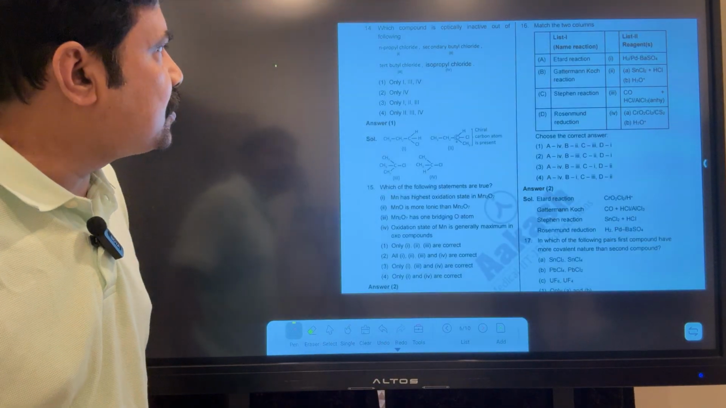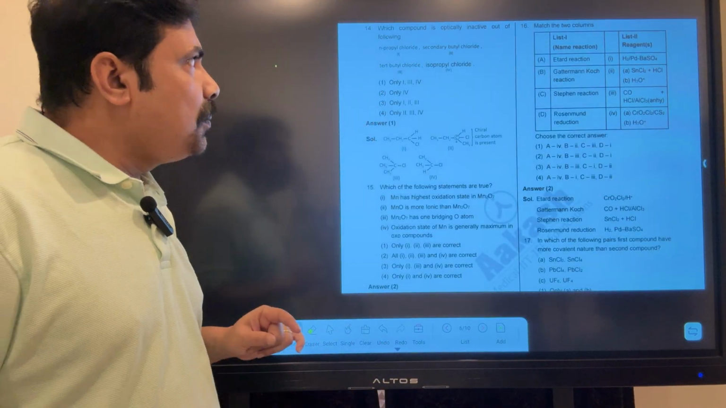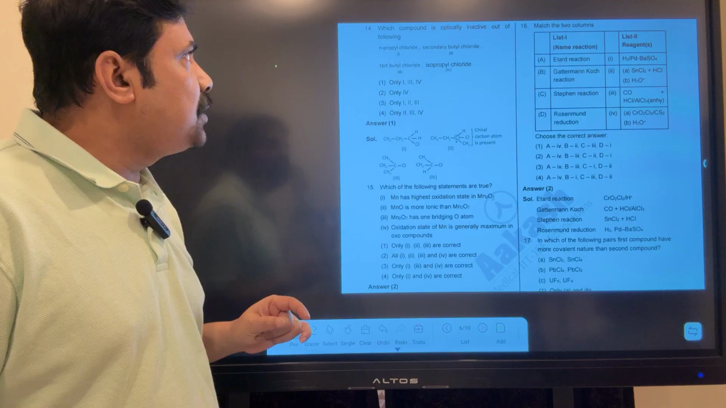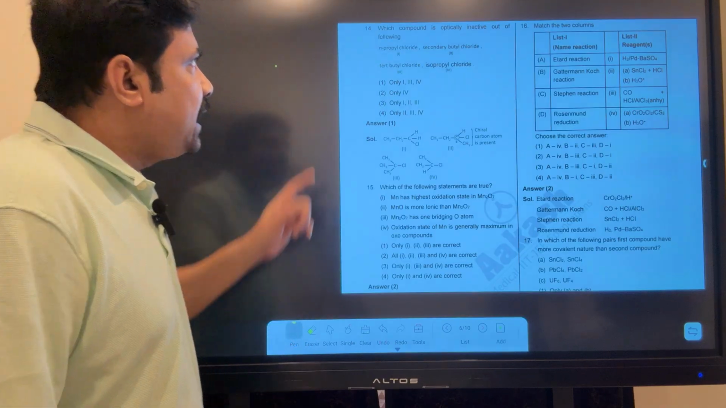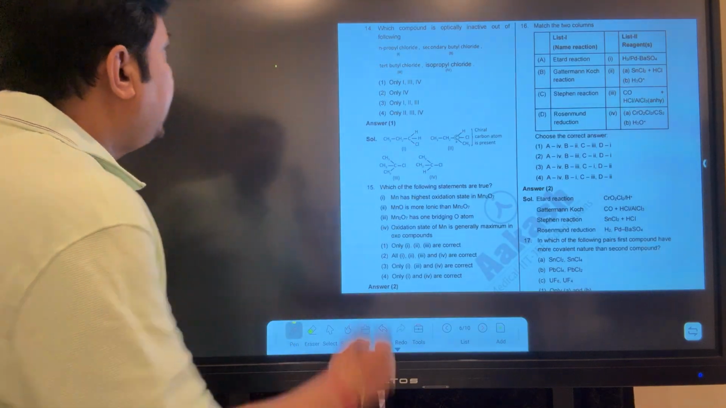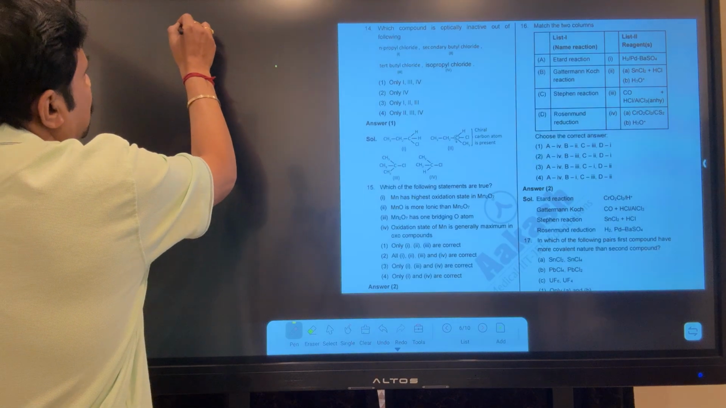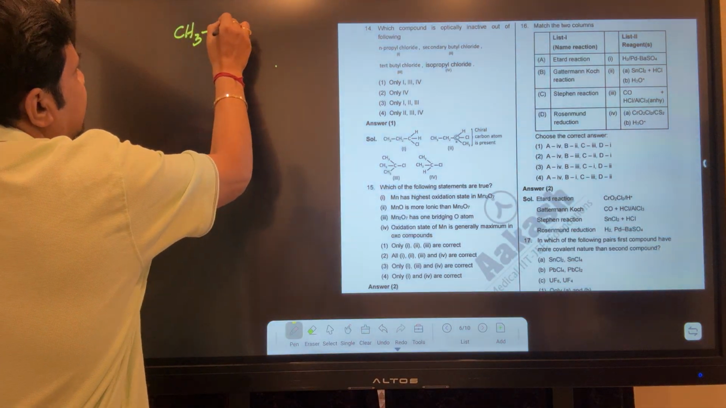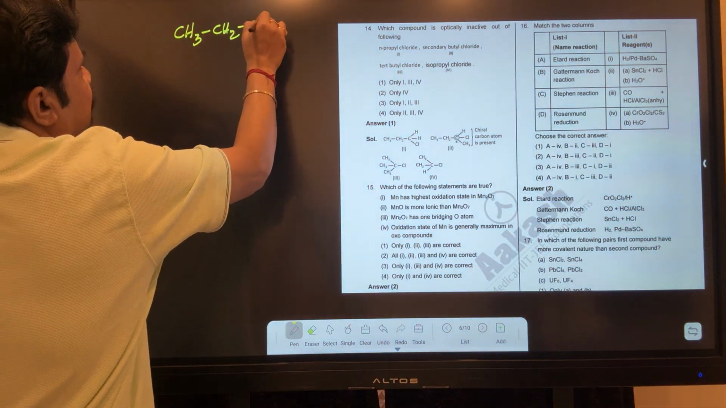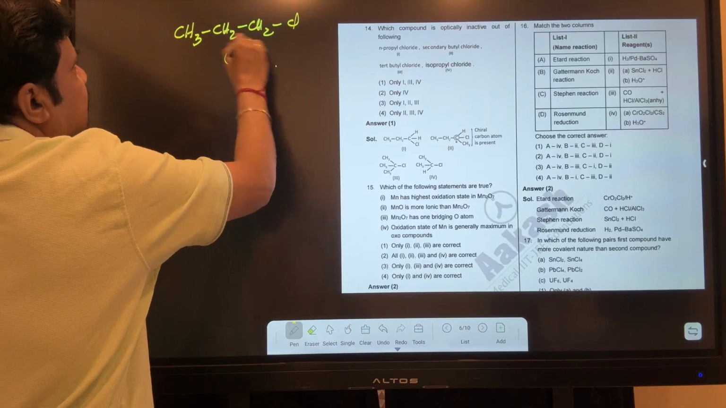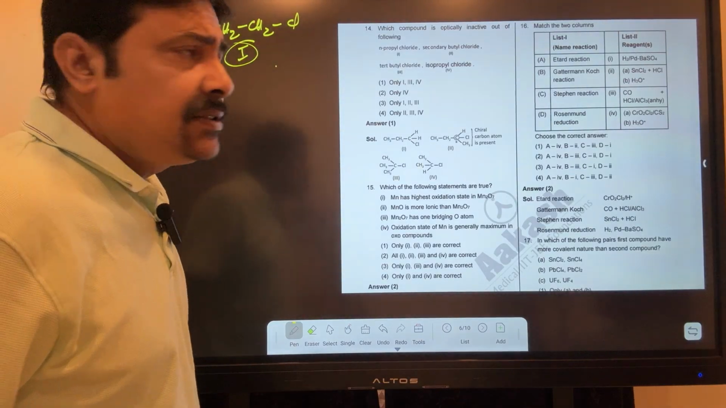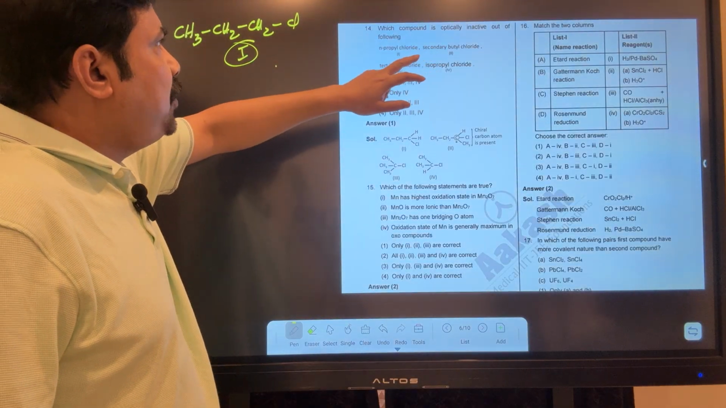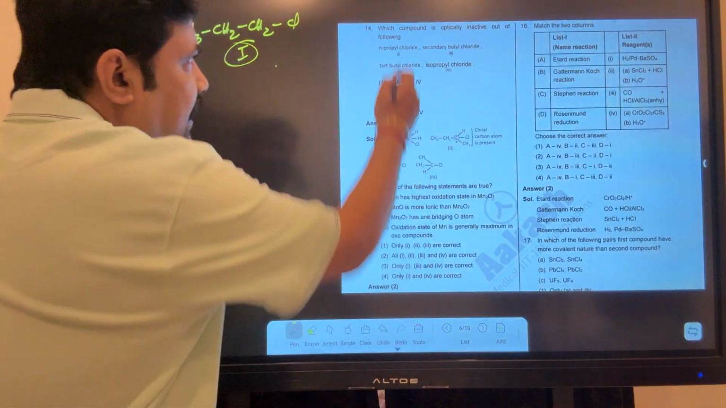If you look at the next question, they are asking which compound is optically inactive out of the following. Now if you look at N-propyl chloride, N-propyl chloride means normal propyl chloride, my dear student. CH3, CH2, CH2, Cl. This is structure 1. There is no chiral center, so there is no question of optical activity. These are optically inactive.